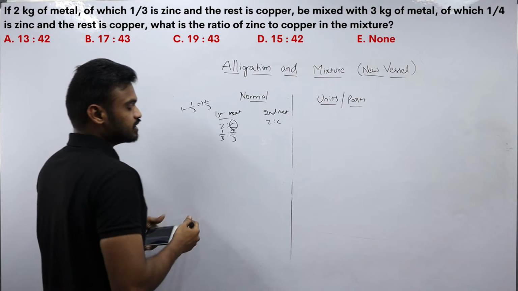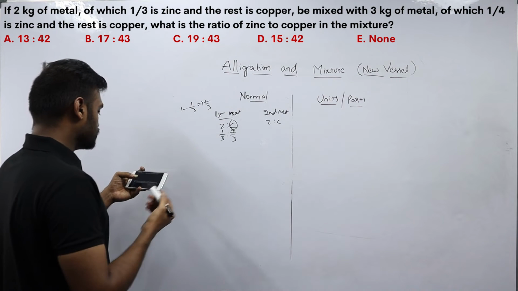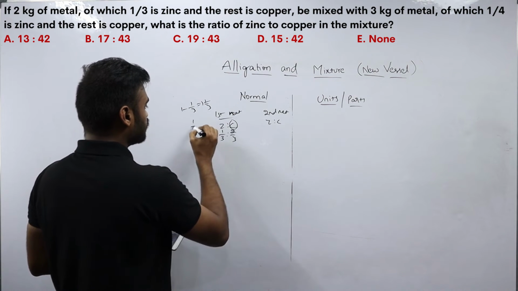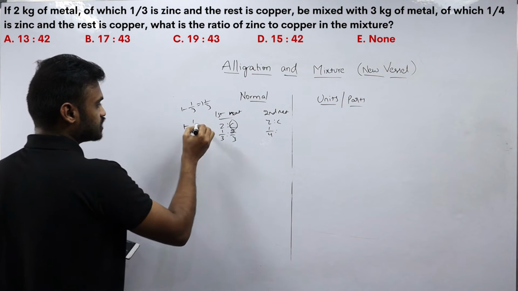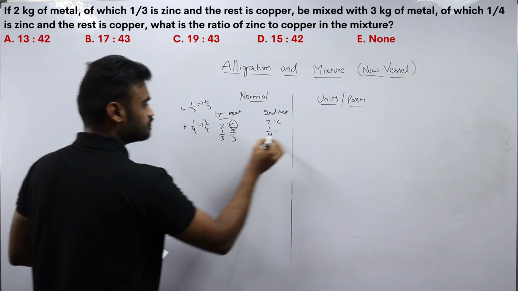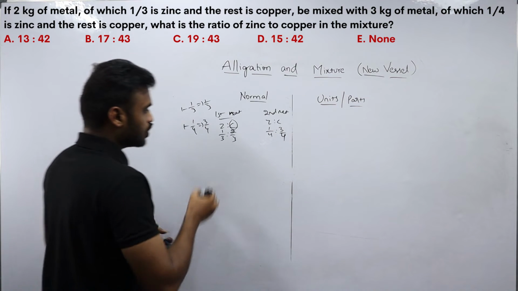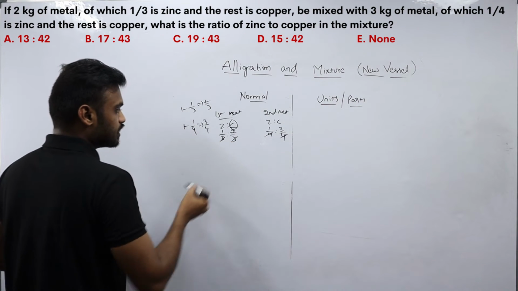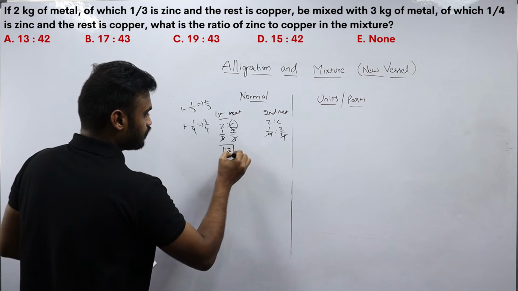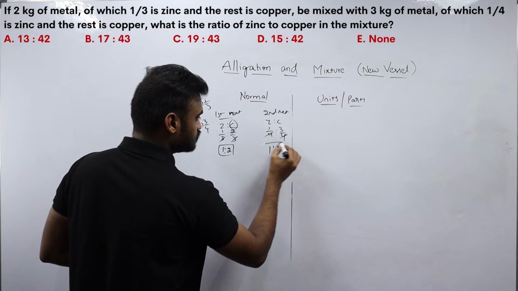Okay, now in the same way, in the second metal they are saying that the quantity of zinc is 1/4. Now what is the quantity remaining? That is 1 minus 1/4, so we will get 3/4. Now if I cancel this, 3 and 3 will be cancelled and 4 and 4 will be cancelled. Now we will get 1:2 and 1:3.